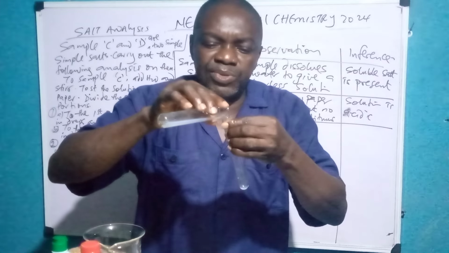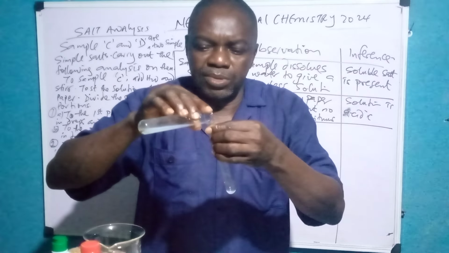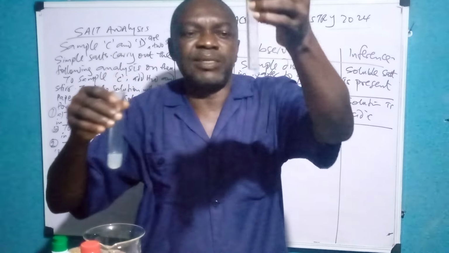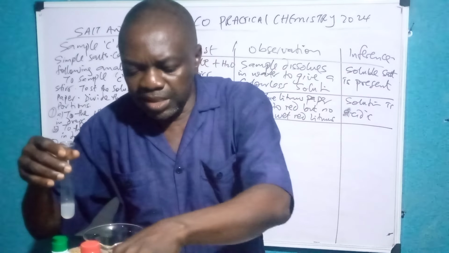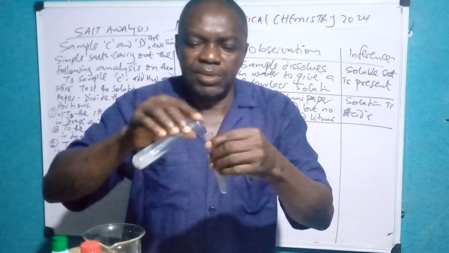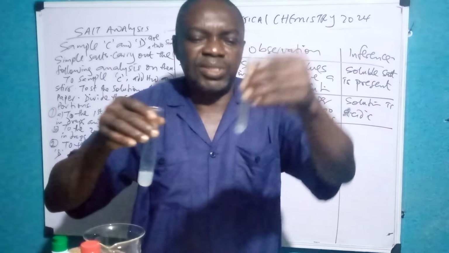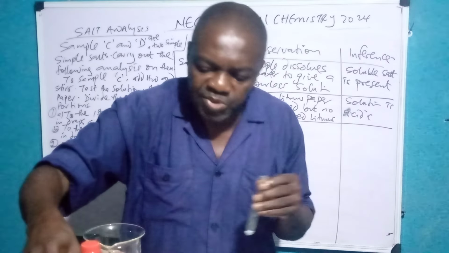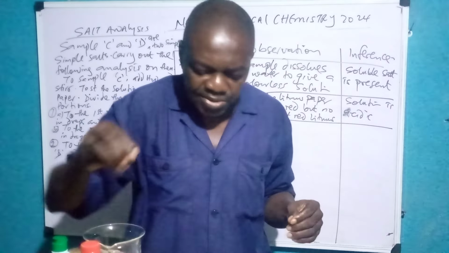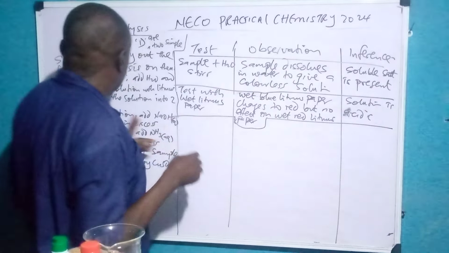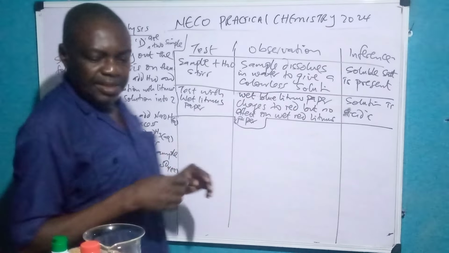So I'll add a little. The smaller the better. Look at the little quantity I have here. Then I also have another one. You say into two. You see the other quantity I have, they are very, very small. So that gives perfect results. Then to the first portion, add sodium hydroxide in drops and in excess.